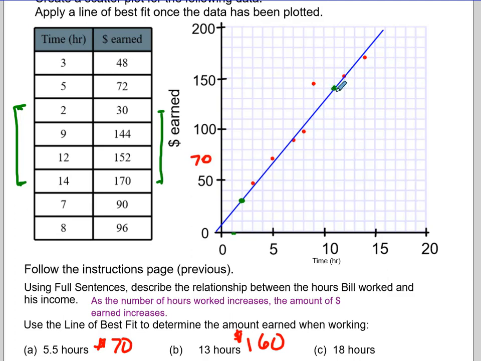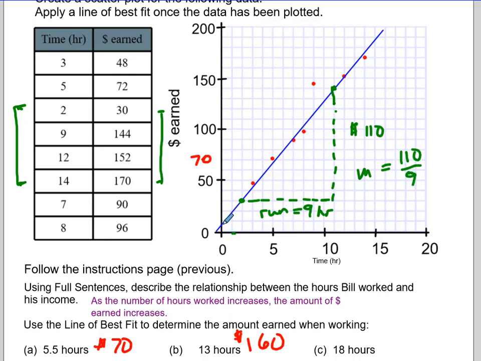Okay, I don't have to use the data points. I have to use points on the line of best fit. So I would do something like that. My run would be 1, 2, 3, 4, 5, 6, 7, 8, 9 squares, but each square is worth 1 hour, so that's 9 hours. My rise, 1, 2, 3, 4, 5, 6, 7, 8, 9, 10, 11 squares, but each one is worth $10, so that would be a rise of $110. So my slope would be 110 over 9.